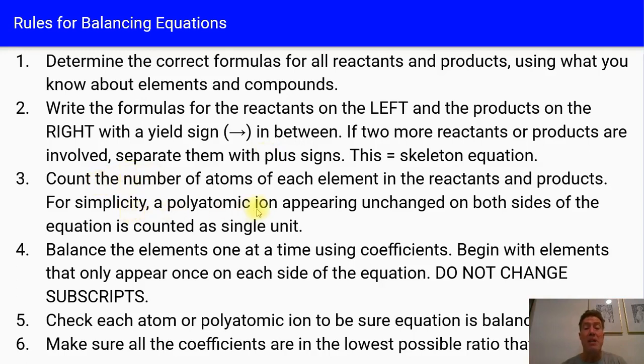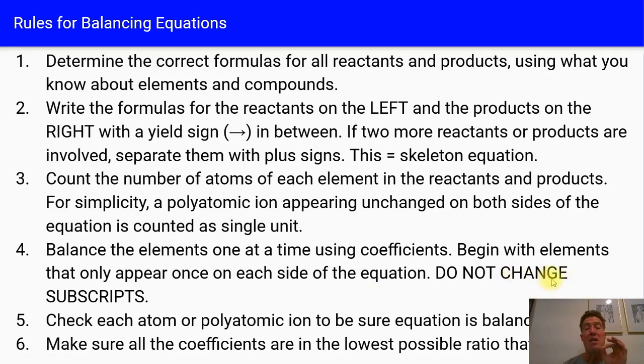And if you have a polyatomic ion unchanged on both sides, just keep that as a single unit. So if you have a carbonate on one side, keep it, and a carbonate on the other side. Don't count all the little C's and O's, just count the carbonate as a whole. Balance the elements one at a time using coefficients. It's helpful to begin with elements that appear only once on each side of the equation.